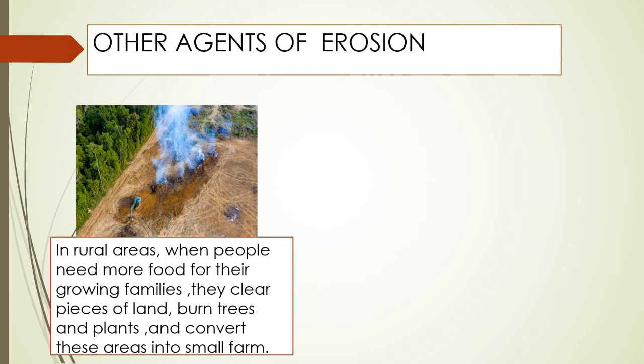Soil erosion in the Philippines is made worse by the people themselves. Many of our activities loosen the soil such that it is easily carried away by water to further expose hard rocks to erosion or to pack the soil. In rural areas, when people need more food for their growing families, they clear pieces of land, burn trees and plants, and convert these areas into a small farm. They plant crops in soil that is not fertile.